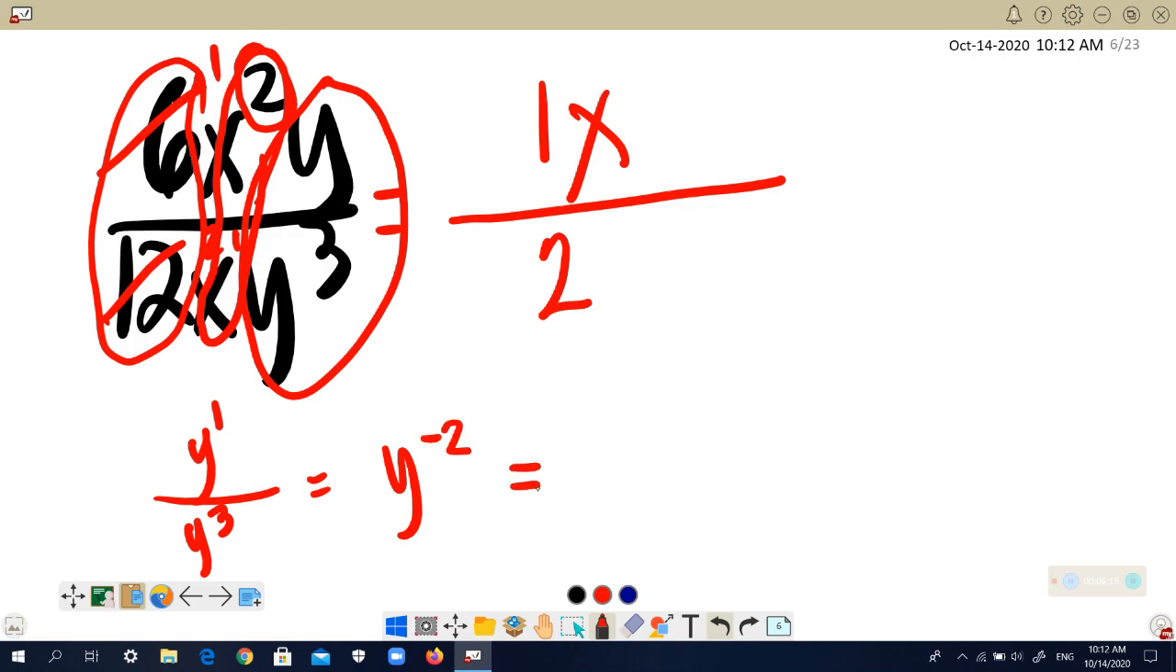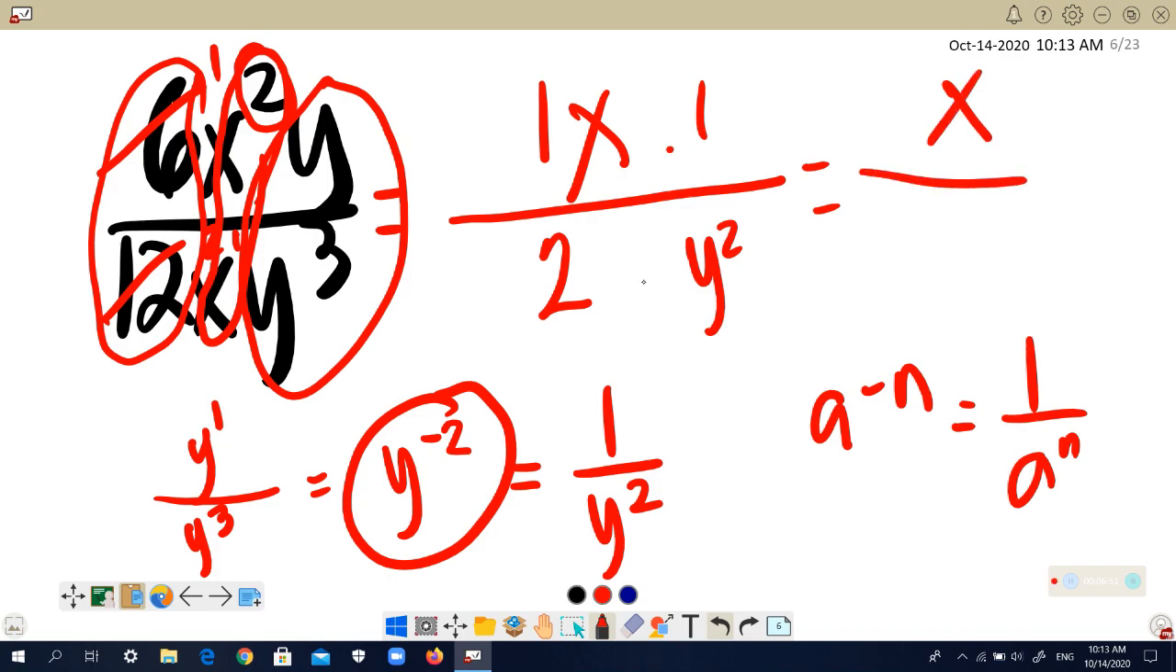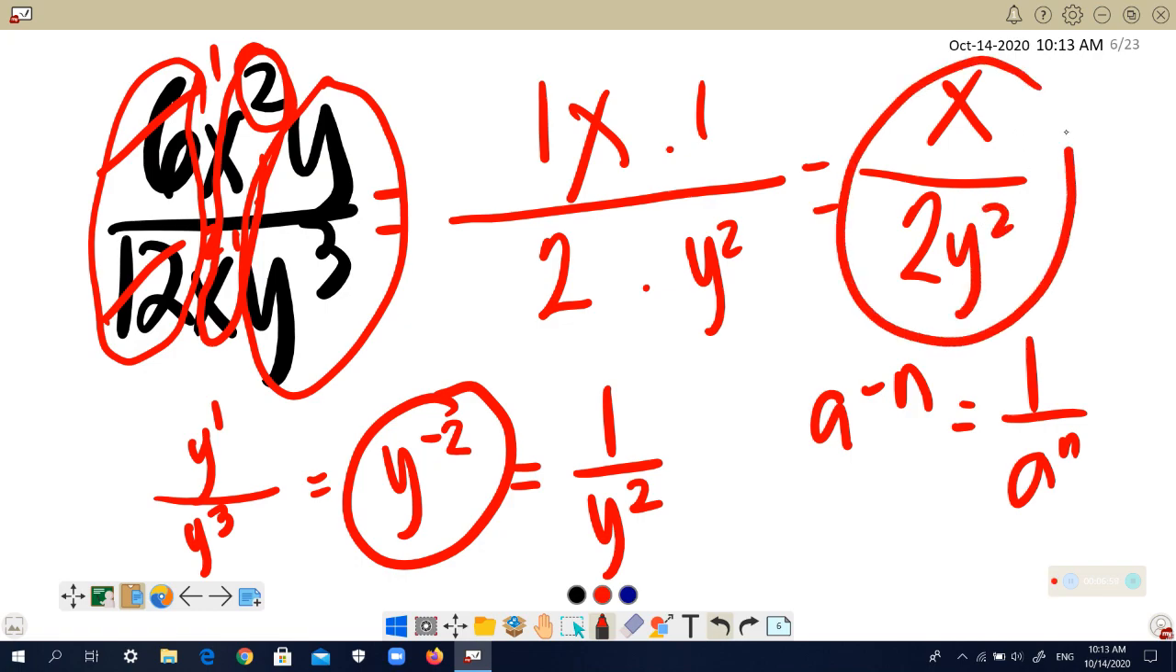But we have the law of exponent that any expression raised to a negative power is equal to 1 over its reciprocal. So again, a raised to negative n equals 1 over a to the n power. So that's why y raised to negative 2 will become 1 over y squared. Therefore, we have 1 times 1 over y squared. Then simplify. So you may also have 1 times x times 1. So you will have x over 2 times y squared, which is 2y squared. So still, you have the same answer.